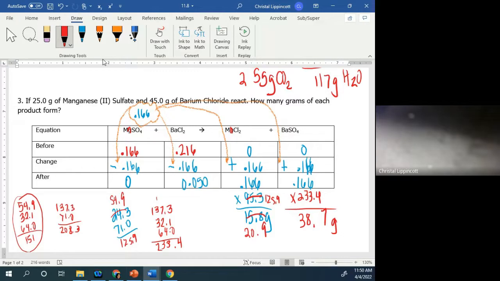Okay. So do I just add all those together and then divide by? Yeah. You add all of these together, and then you're going to divide the grams by that value.